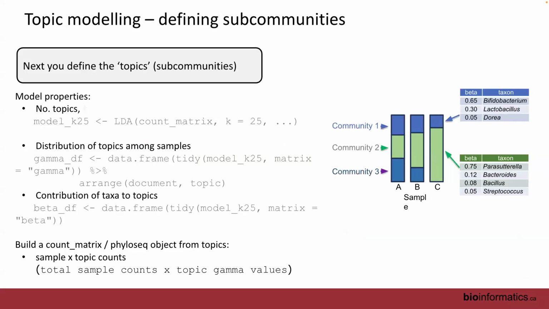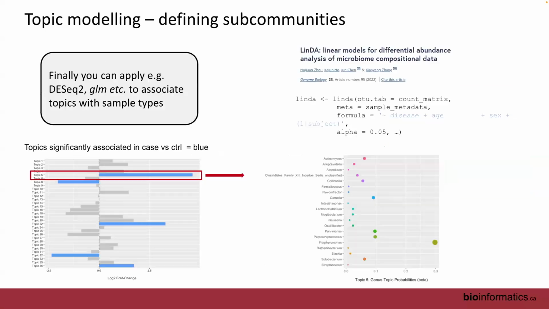Next, you define the topics or the subcommunities, and then there's fairly straightforward R commands which enable you to define those subcommunities. And then you end up with these lists of topics. And once you've got your list of topics, then you can apply something like DESeq2 or GLM to associate your topics with specific sample types. So here, for example, we have case versus control, and so we can see an upregulation of one of these topics. And then when we go and see what that topic is composed of, we can see that a major contributor is this Porphyromonaceae, which is that blob on the right-hand side.